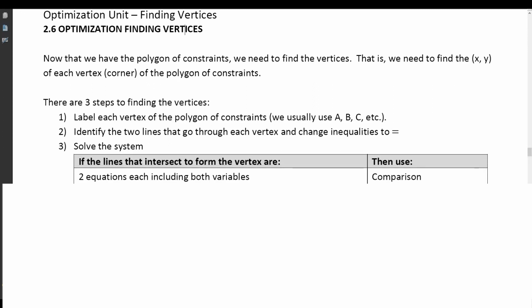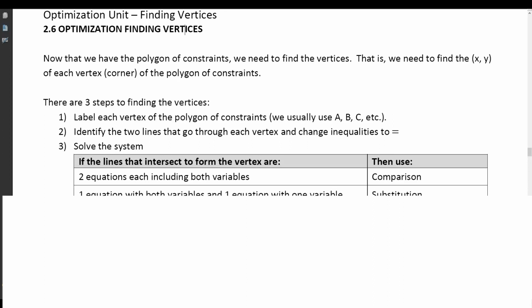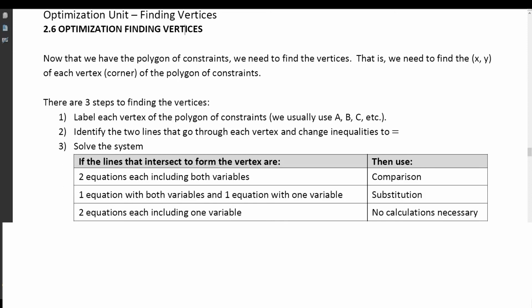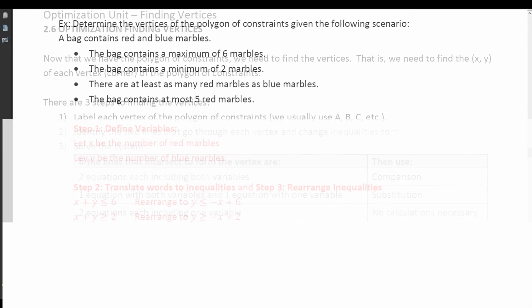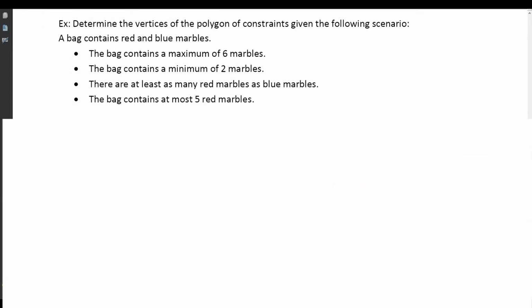If the lines that intersect to form the vertex are two equations with each including both variables, then we use the comparison method. Or if we have one equation with both variables and one equation with only one variable, then we can use the substitution method. If we have two equations, each including only one variable, those give us the x and y coordinates that we're looking for. For example, determine the vertices of the polygon of constraints given the following scenario.